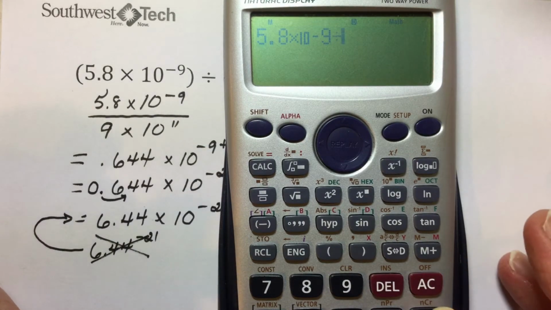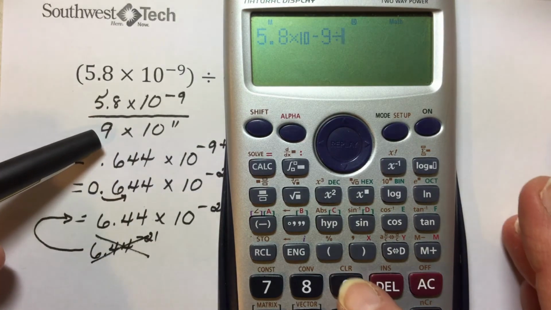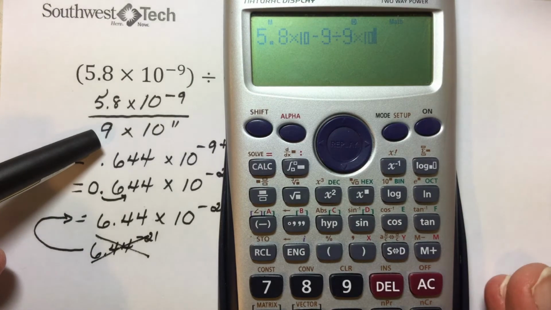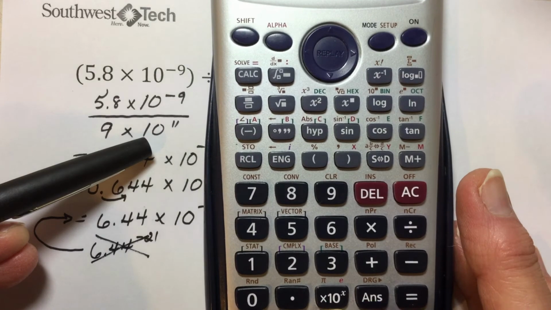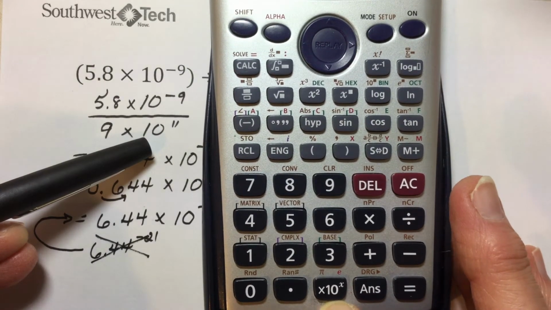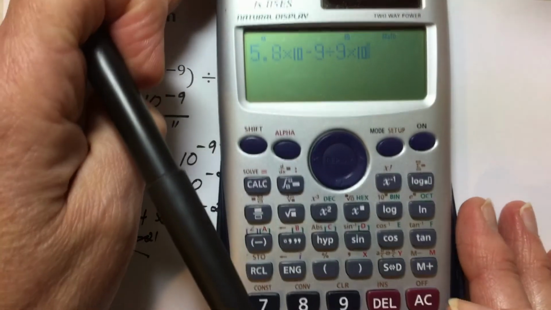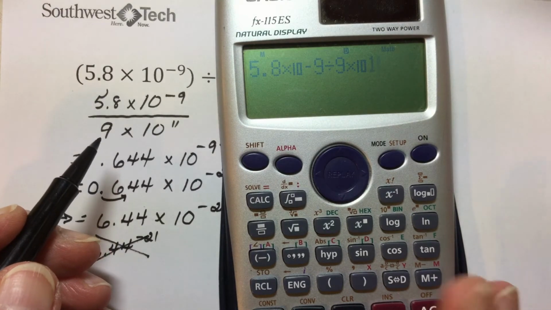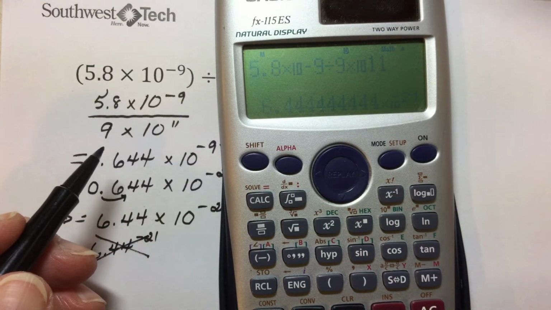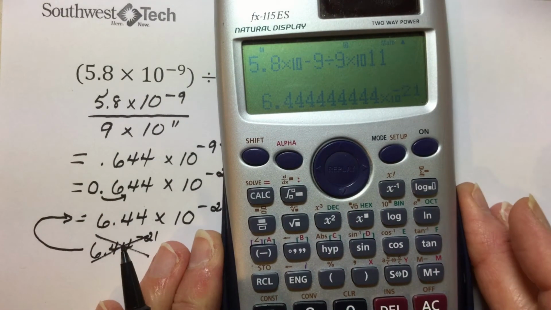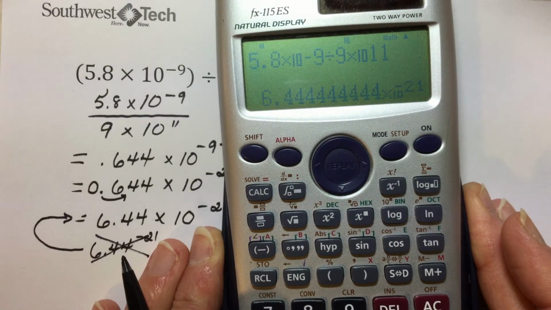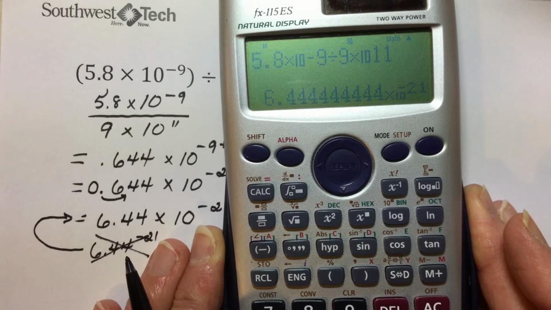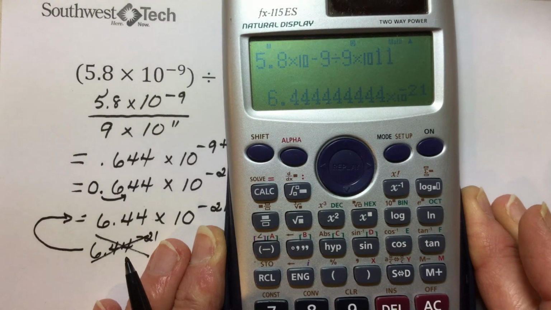We are dividing it by 9 times 10 to the, which I've tapped that scientific notation key here at the bottom. What's left is to put the power that that's raised to, 11, and then tap the equals for our answer. Here the display is giving us the answer in the correct form for scientific notation, 6.4 repeating times 10 to the negative 21st power.